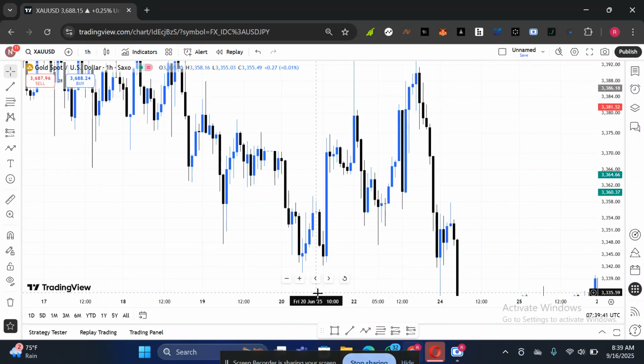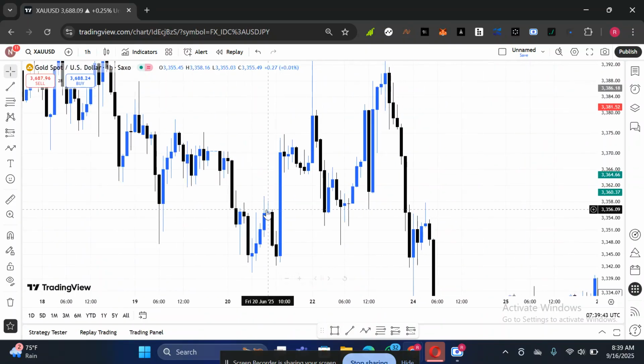Double top and double bottom. You can see this one also is a double bottom formation. I told you, if you see a double bottom, it's a buy. If you see a double top, it's a sell.